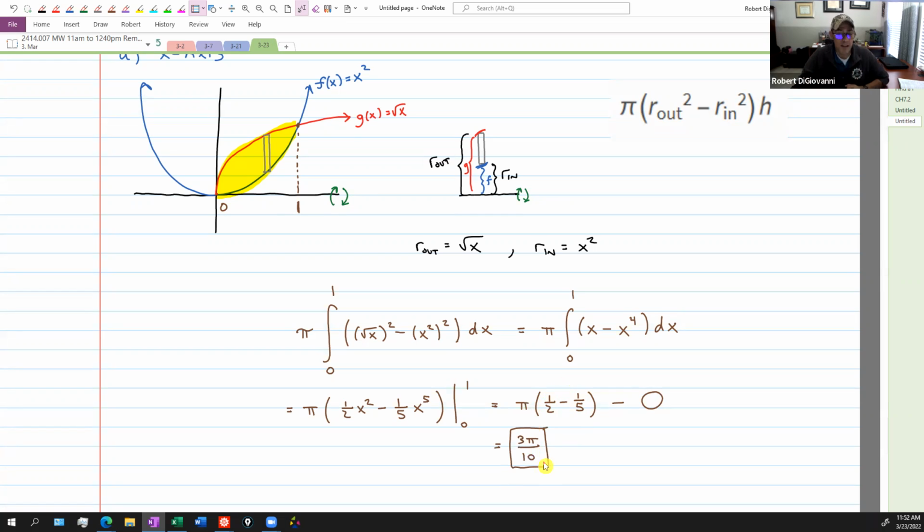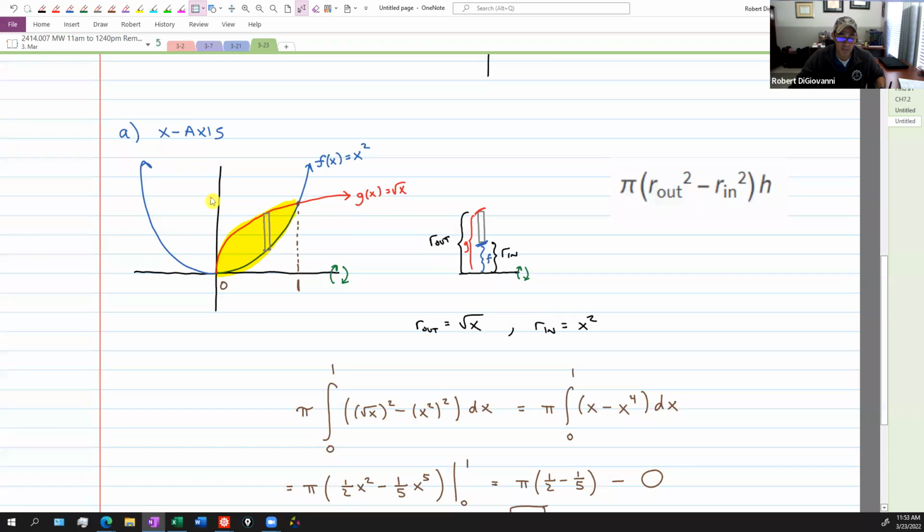So if you could take this region and rotate it around the x-axis, the volume of that solid will be 3 pi over 10. Now, I'm not able to tell you what the units are. It could be cubic feet, cubic inches, cubic millimeters. It depends on the unit that you're measuring in. That's just the numerical value of the volume. Understand?